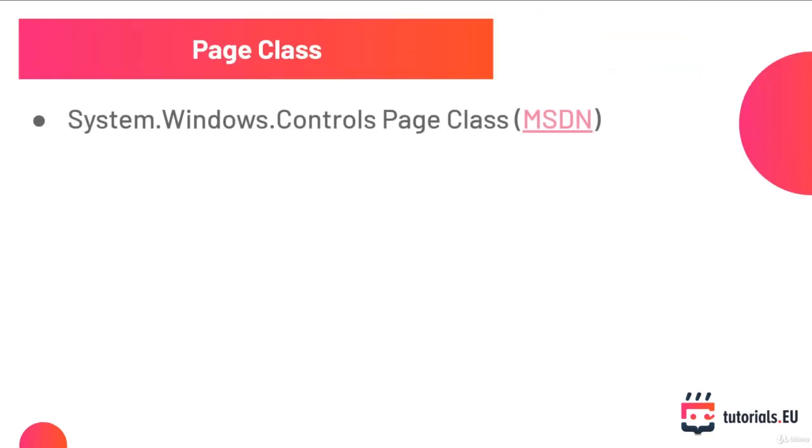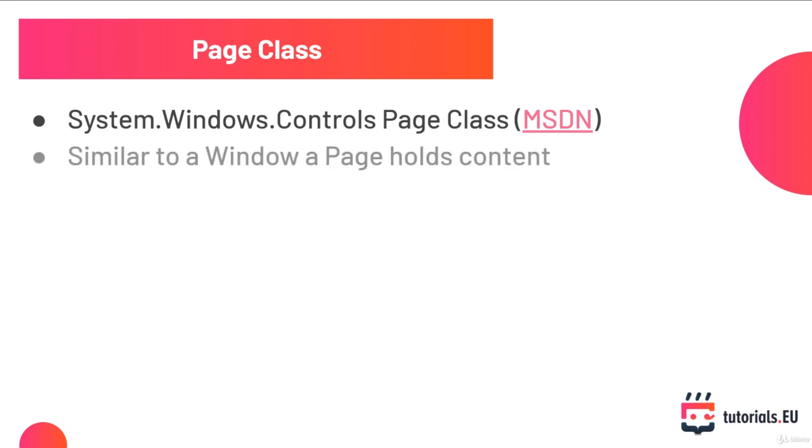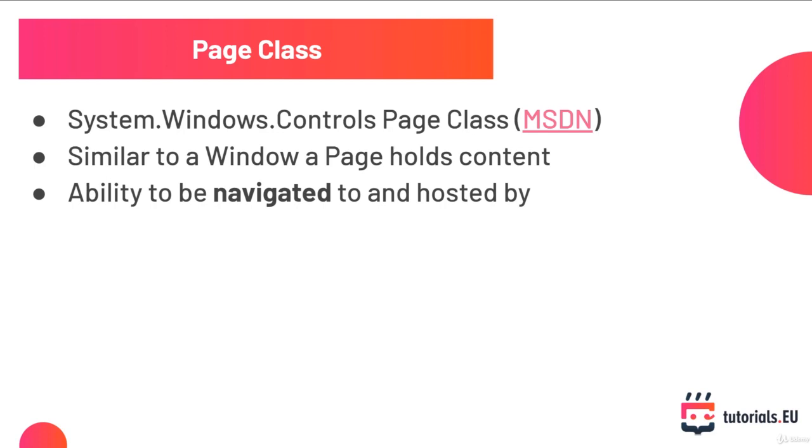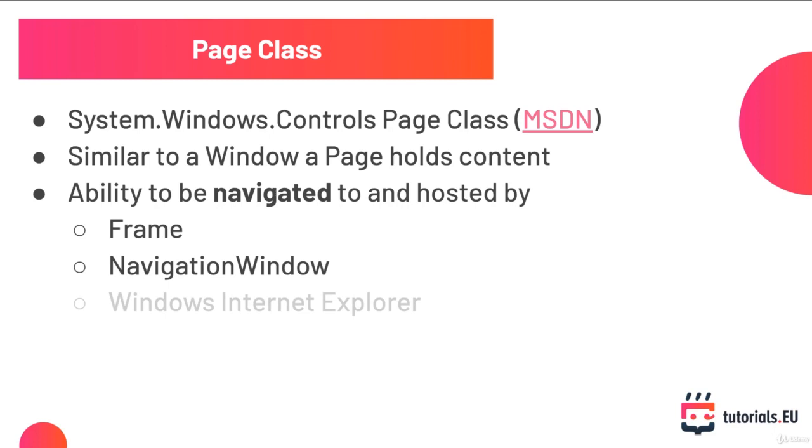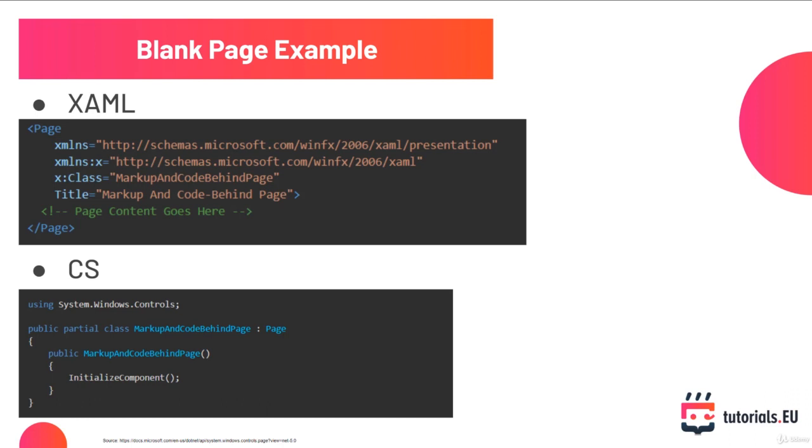All right, so let's look at the page class. Basically, it's in the System.Windows.Controls namespace, and there you find the Page class. It's similar to a window, and a page holds content, with the ability to navigate to and be hosted by a frame, a navigation window, and Windows Internet Explorer. So these different types can actually hold a page. Not everything can hold a page. For example, the main window cannot hold a page directly. It has to be inside of a frame if you want to use it in the main window. But we're going to see how to use that.